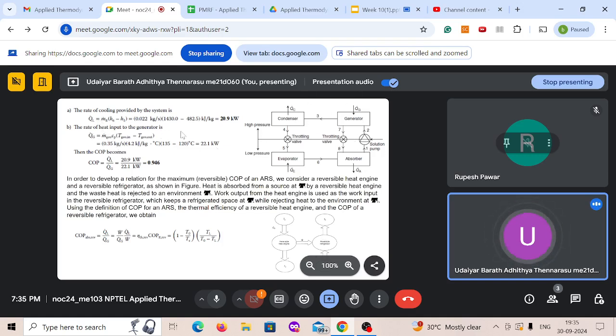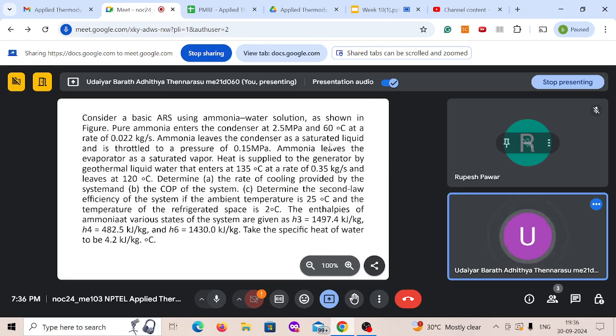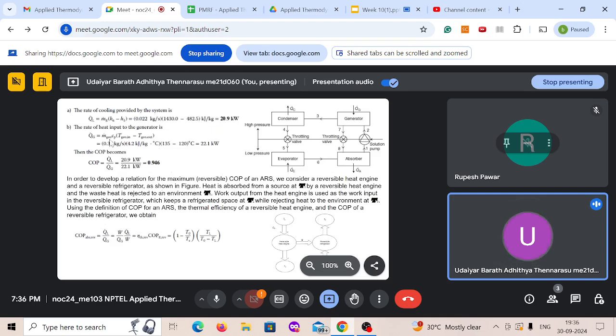The rate of heat input to the generator is from the geothermal liquid water, which is 0.35 kg per second, coming in at 135 and going out at 120. So m dot Cp delta T, so 0.35 into 4.2 into the temperature difference, 135 minus 120. Here we have to substitute in terms of degree Celsius, so kg degree Celsius. So 22.1 kilowatt.